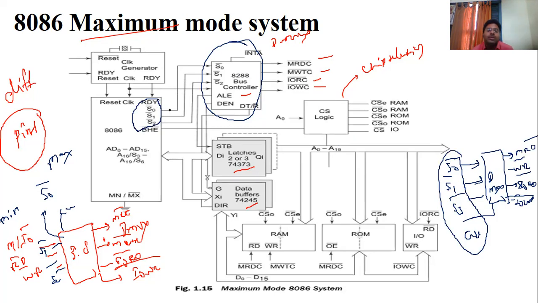In the minimum mode, you represented M by IO bar, RD bar, and WR bar, but here we are representing S0, S1, and S2. Remaining all are the same. The control logic, latches, and data buffers that we are using are the same in both. The only difference between the maximum mode and the minimum mode is the pins: S0, S1, and S2.